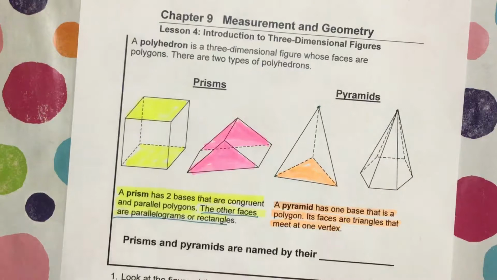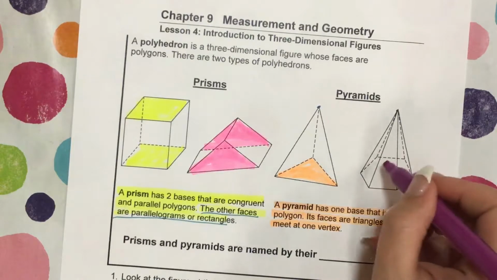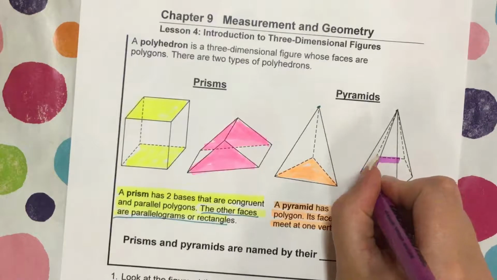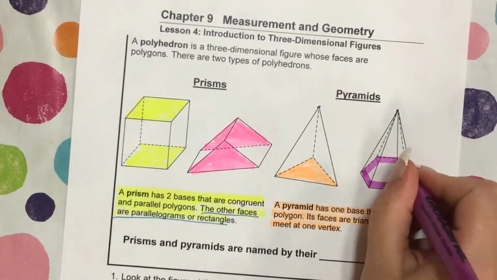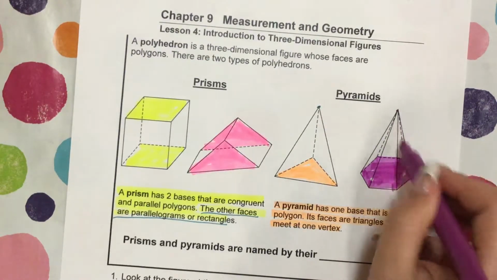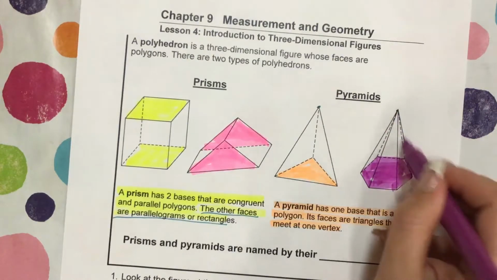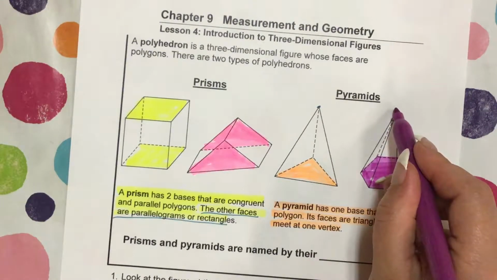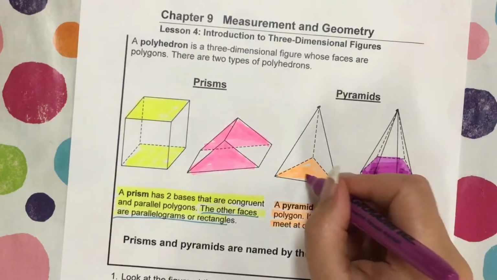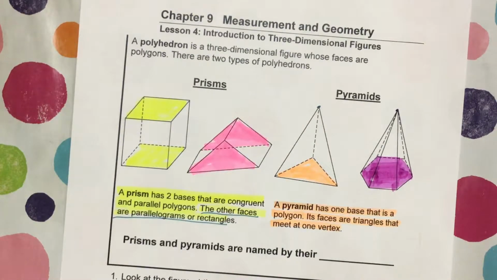If you look at this next one, this base has 1, 2, 3, 4, 5, 6 sides. It's a hexagon. So we have a hexagon base for this pyramid. All of the sides are triangles, including in the back, and they all meet at one point at that vertex. So this would be called a hexagonal pyramid, and this would be a triangular pyramid. Prisms and pyramids are named by their bases. You need to go ahead and fill that in.